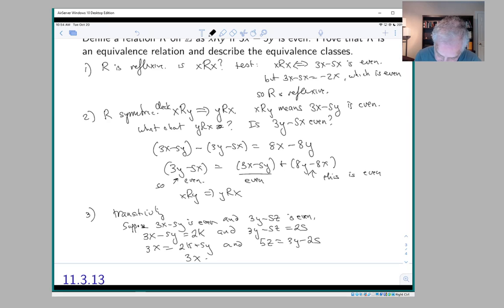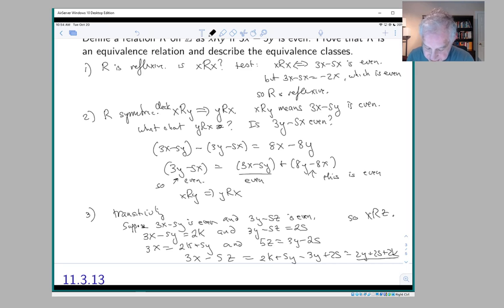Therefore, 3x minus 5z equals 2k plus 5y minus 3y plus 2s, which is 2y plus 2s plus 2k, which is clearly even. So if 3x minus 5y is even and 3y minus 5z is even, then 3x minus 5z is even, so x R z. So we've shown that it is an equivalence relation.